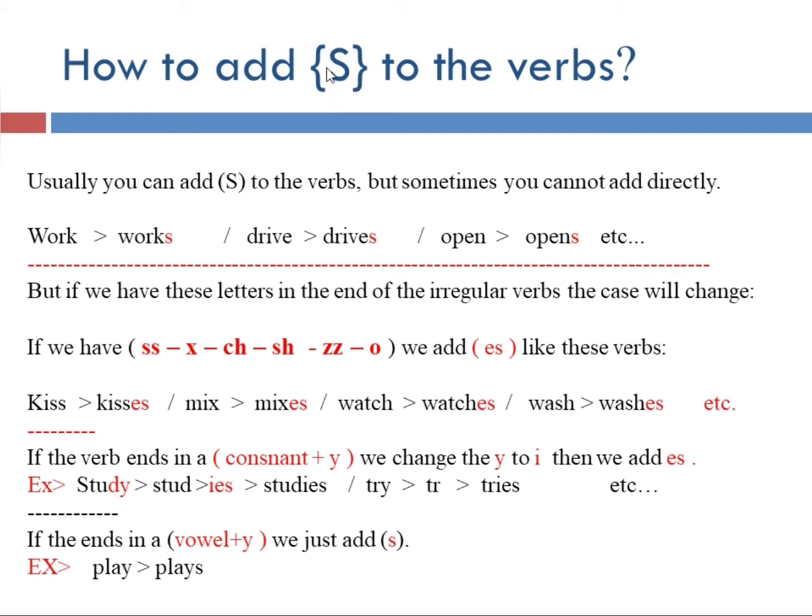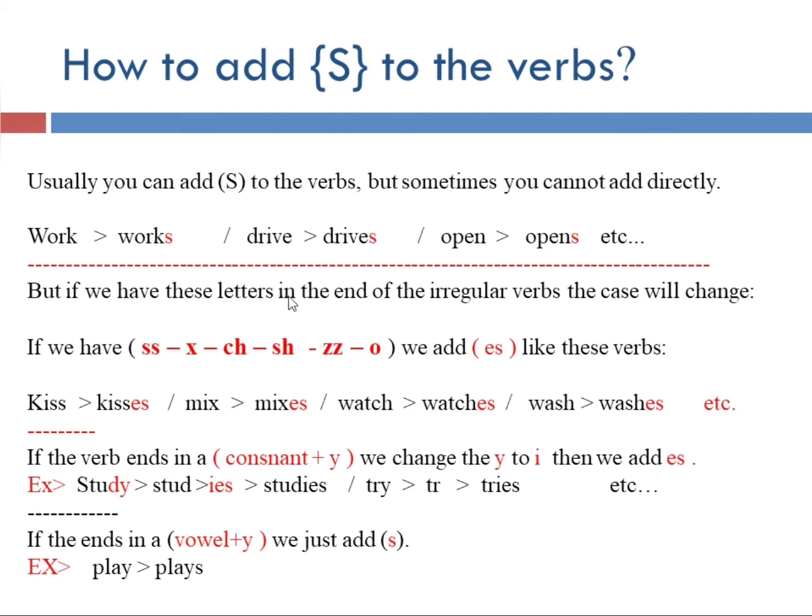How to add this third person singular s. Usually you can add s to the verbs, but sometimes you cannot add it directly. Let's see these verbs. We have, for example, work. We just add s without anything. Drive, we will just add s. And for open, the same. We will say opens.